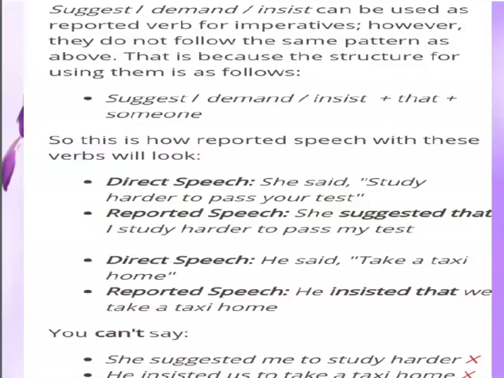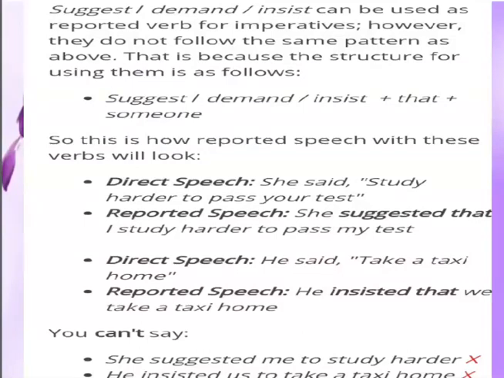So this is how reported speech with this verb will look. Direct speech: She said, "Study hard to pass your test." That's a request. So you now ask yourself, what kind of reporting verb can I use for this kind of sentence? You know that the person is making a suggestion to you. So you now report the speech.